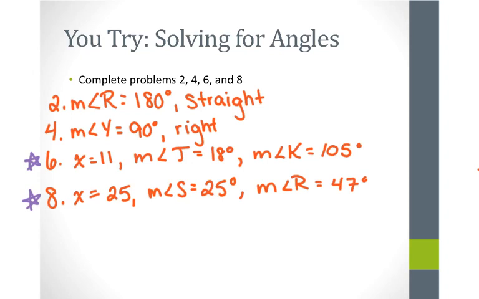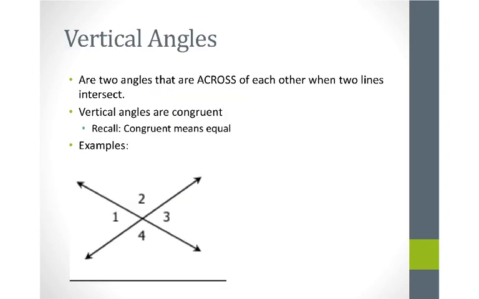So, let's look at going through a few other types of angles. So you have vertical angles. So there are two angles that are across from one another when two lines intersect. So vertical angles, we've already talked about this, are congruent. And congruent means equal. So what I do is I like to call these the bow tie angles also, because they're angles that are directly across from one another. So like 2 and 4 would be considered vertical, and 1 and 3.